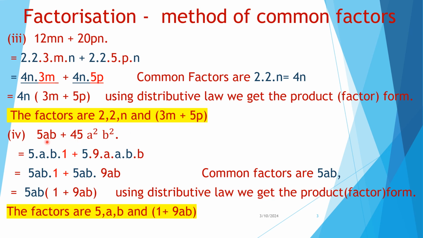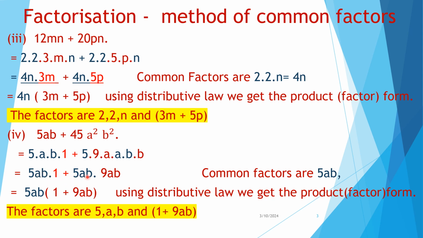Now we take 5ab plus 45a square b square. I write the factors 5ab into 1 plus 5 into 9ab. What is common in both these? 5ab.